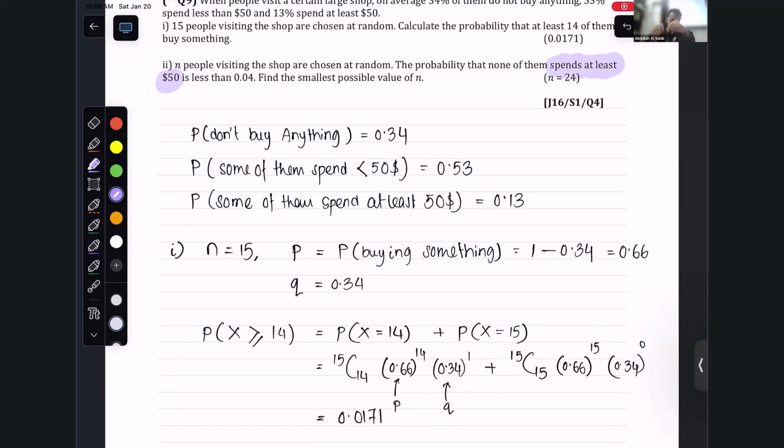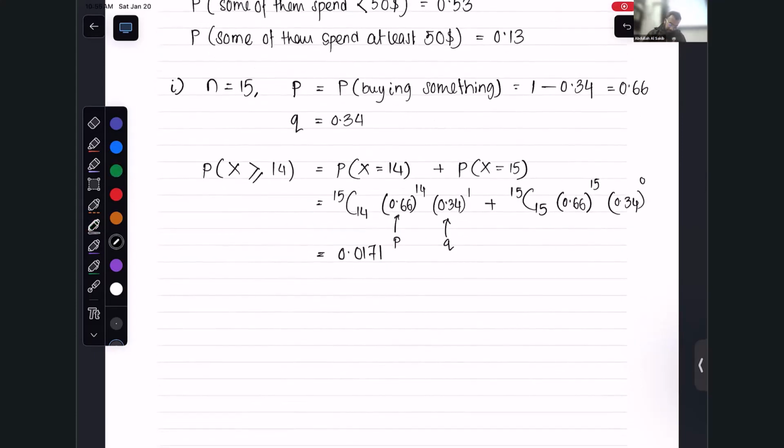None of them. None means what? What will be the value of X? X is 0. And that is less than 0.04. Suppose I rephrase it again: N people visiting the shop are chosen at random. The probability of 0 of them spending at least $50 is less than 0.04. So what is the probability of success here? Spending at least $50. So in number 2, the probability of success is spending at least $50.